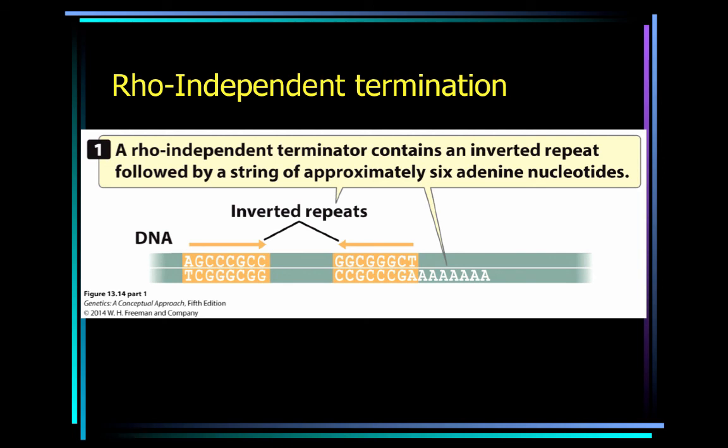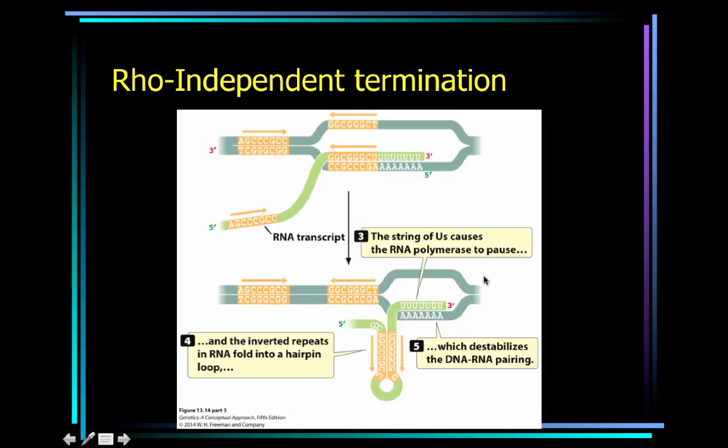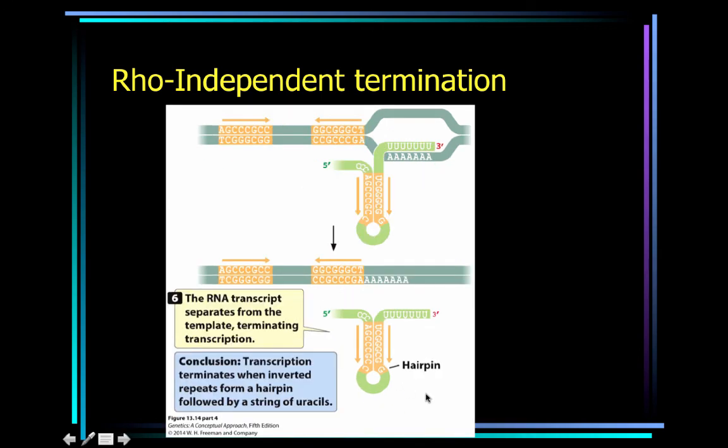Rho-independent termination is where we do not need the Rho protein. As we look at this more closely, we've got our adenine nucleotides back here at the end. Those are going to cause RNA polymerase to pause. We're going to get the formation of the hairpin loop, and then that is going to cause the mRNA strand to disassociate from the DNA strand. All right, so that's Rho-independent termination, and in the next segment, we'll look at Rho-dependent termination.